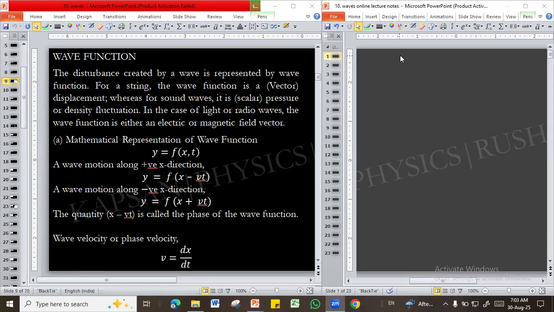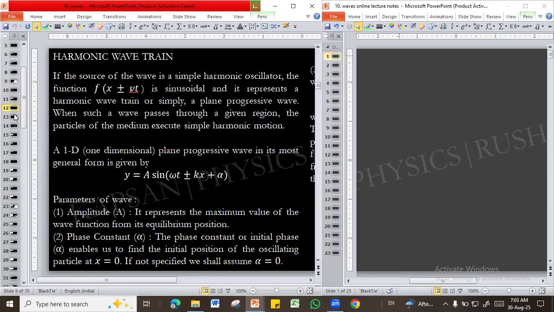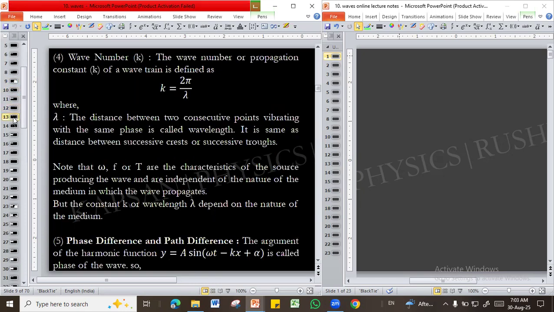What was the last point? I think this was the last point. Wave number, right? Yes.